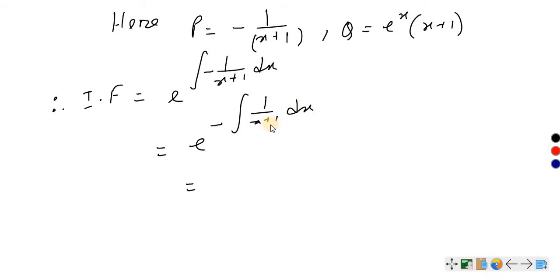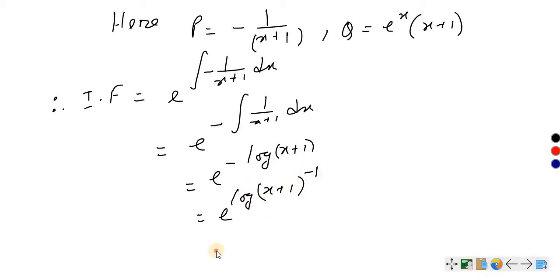Now we know that if we differentiate the denominator, we are getting the numerator here. So it comes into the formula of log. So we can write here minus log of x plus 1. Now if you take the negative sign there, I'm just applying the concept of log here. We can write this as log of (x plus 1) to the power minus 1. Now we know that exponential of log of something is that something. So I will be writing this, which can be further written as 1 by x plus 1. So this is our integrating factor.